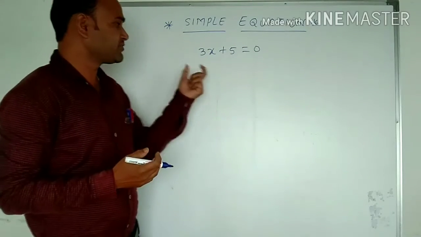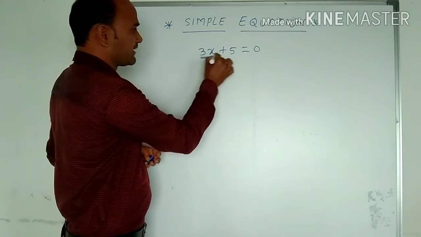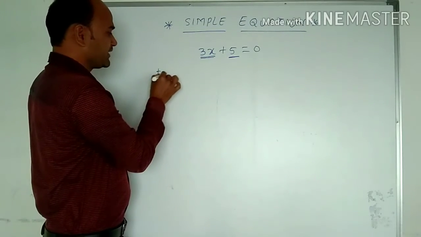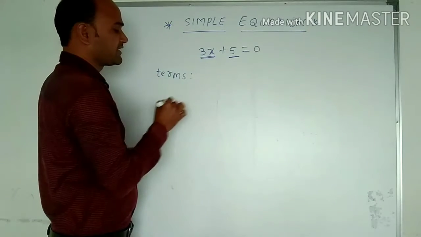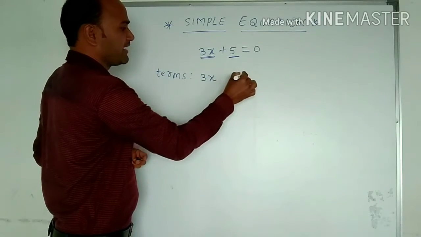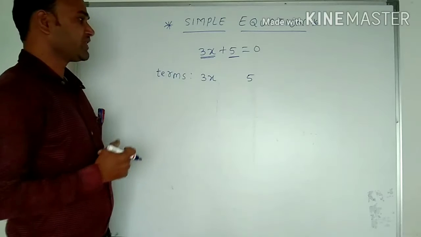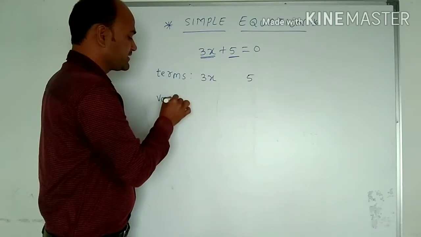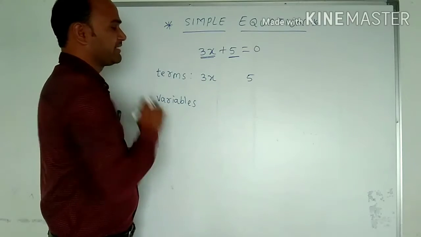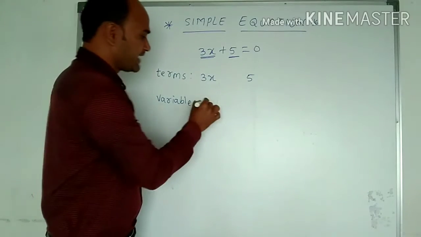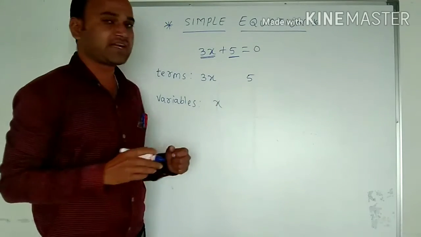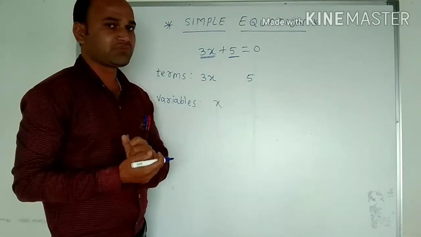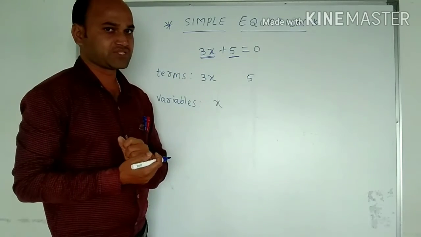In this we will see that there are two terms. This is the first term and this is the second term. The first term is 3x and 5 is the other term. The next thing we'll discuss is the variables. Here there is only one variable, that is x. A variable means the alphabets we see in the equation; those are the variables of the equation.